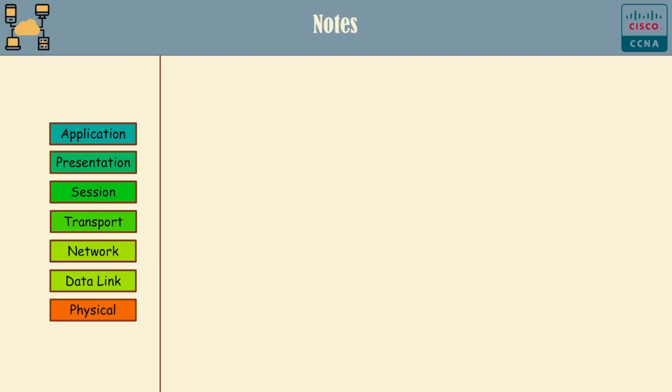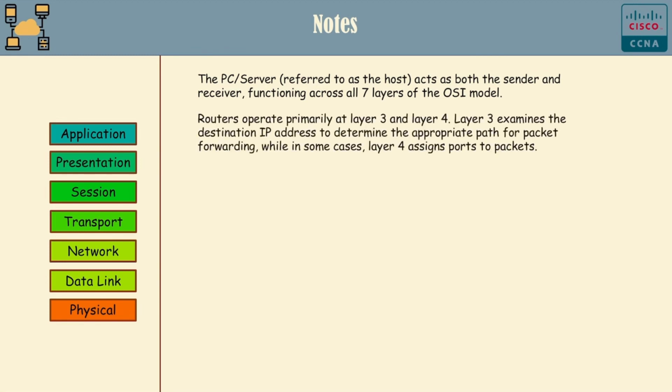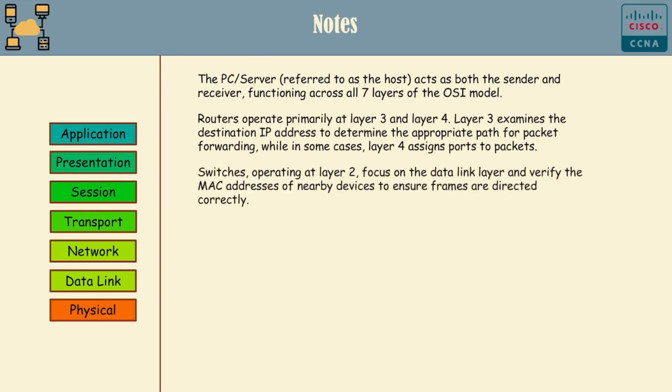Here are some notes. The PC or server, referred to as the host, acts as both the sender and receiver, functioning across all 7 layers of the OSI model. Routers operate primarily at Layer 3 and Layer 4. Layer 3 examines the destination IP address to determine the appropriate path for packet forwarding, while in some cases, Layer 4 assigns ports to packets. Switches, operating at Layer 2, focus on the data link layer and verify the MAC addresses of nearby devices to ensure frames are directed correctly.